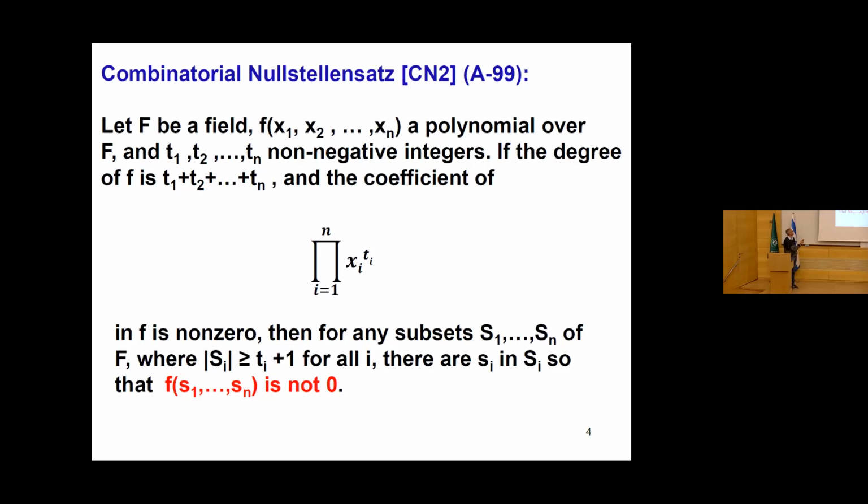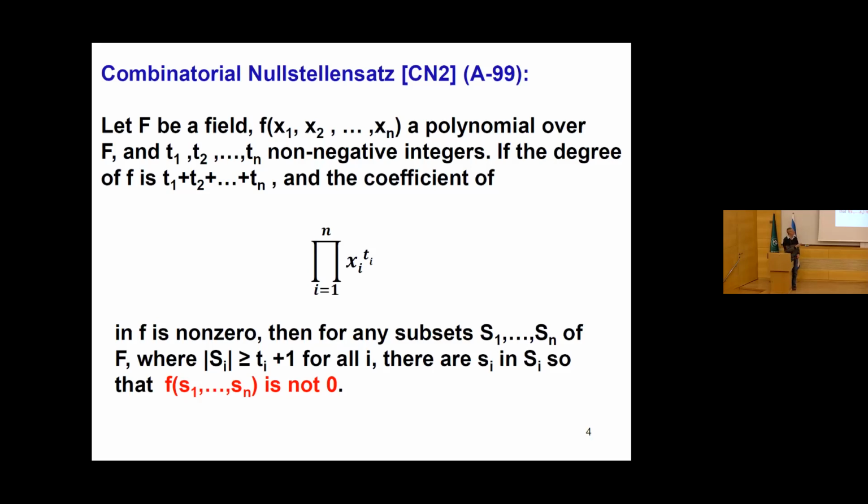So it says that if again we have a field, we have a multivariate polynomial f over the field, and we have some non-negative integers, t1 up to tn. We assume that the total degree of f is t1 plus t2 plus and so on plus tn. And let me stress that this is the total degree of f. We don't assume that the degree in xi is ti. So the degree in xi can be bigger, but just the total degree of each monomial is not more than the sum of the ti's.